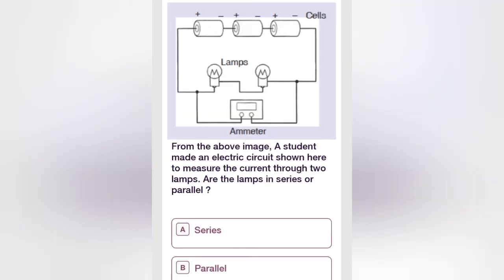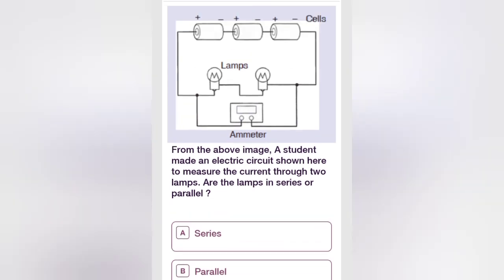Here from the above image, a student made an electric circuit shown here to measure the current through the lamps. Are the lamps in series or parallel? You can find that these are the two lamps. These two lamps are connected end to end, so it is a series connection. Option A is the correct answer.